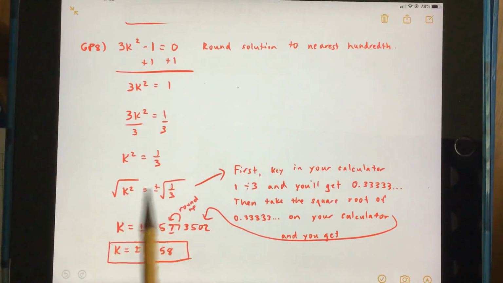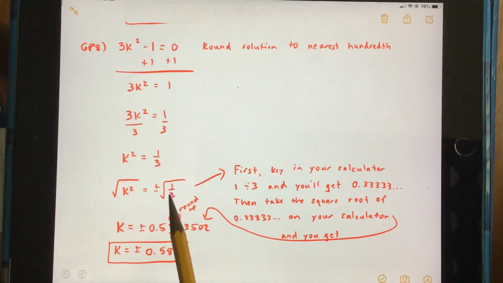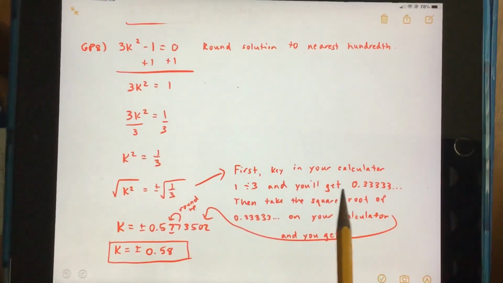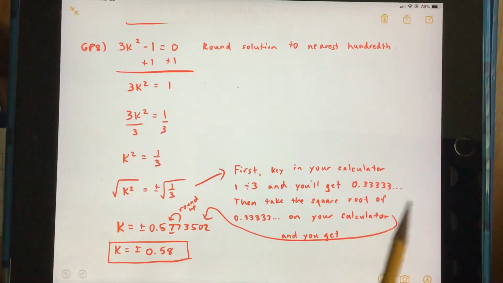Now it's time to take the square root of both sides, and that will give us k is equal to positive or negative root 1 over 3. So how do we put that into our calculator since this isn't a perfect square situation? Well, first we're going to key into our calculator 1 divided by 3 because that's what 1 over 3 means. And on your calculator, you'll see on your display 0.3333, and it's just going to keep going because it's a repeating decimal. Then you're going to take the square root of that number you see on your display that is a non-terminating and repeating decimal. And when you take the square root of this repeating 0.3, you're going to get this value on your calculator.